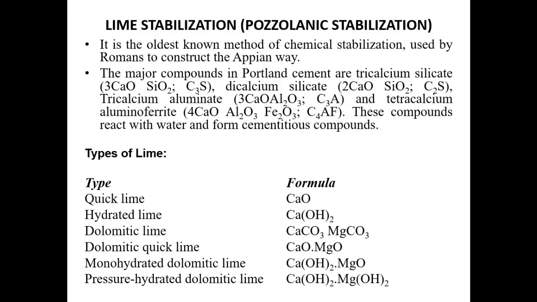But for some soils where free silica is not available, it may be necessary to add siliceous materials to accelerate the reactions. The various forms of lime materials are quick lime, hydrated lime, dolomitic quick lime, monohydrated dolomitic lime and pressure hydrated dolomitic lime. The appropriate form of lime is used based on the availability of the material at the site and the soil conditions.